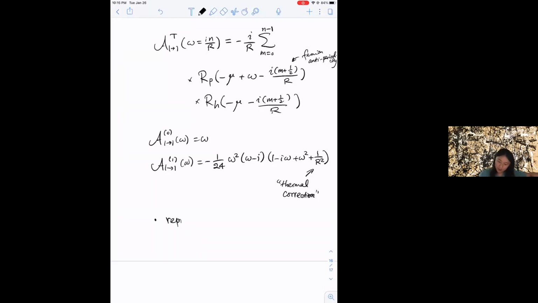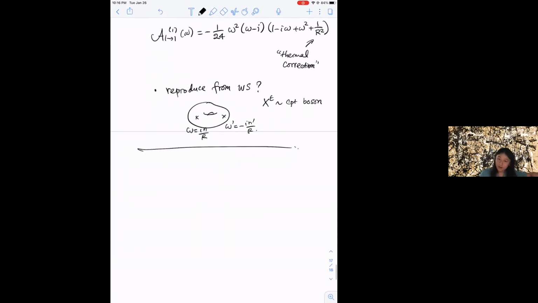So you can ask, can you reproduce this from the worldsheet? You have to repeat our calculation of the torus two-point amplitude with maybe omega equals i n over r, and omega prime, so minus i n prime over r, with a compact boson, with the X now a compact boson. We haven't done this computation. We hope to do this at some point. It'll be very non-trivial to reproduce this at genus 1. Any questions about this?